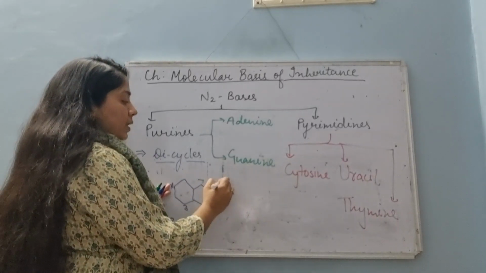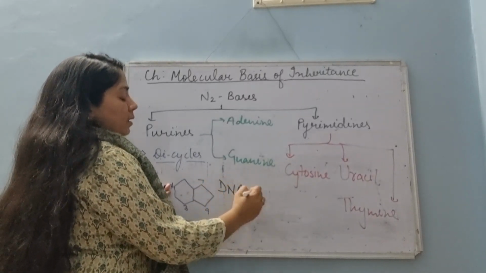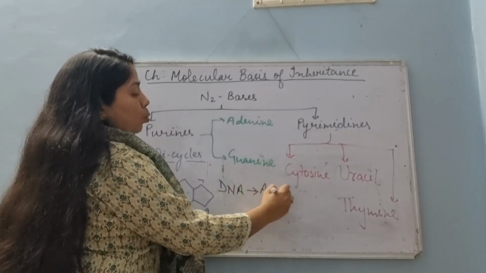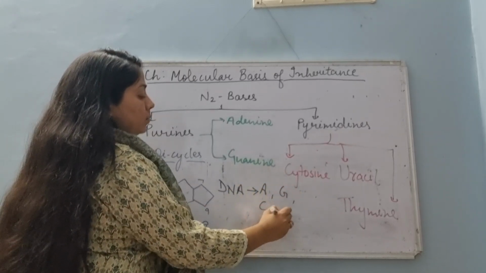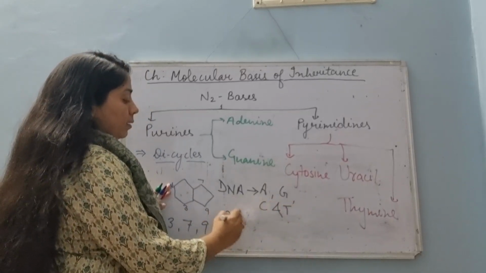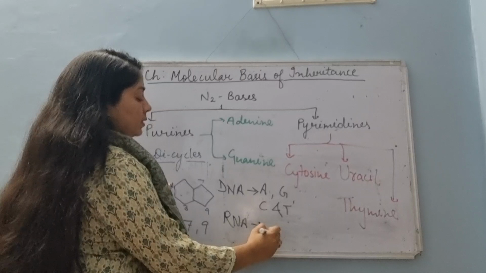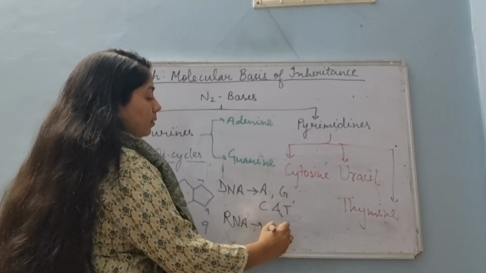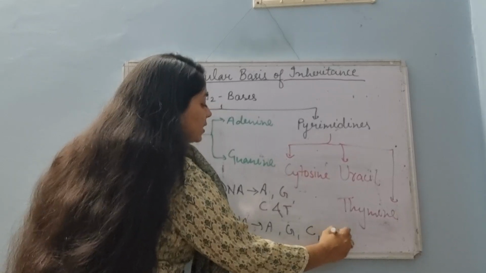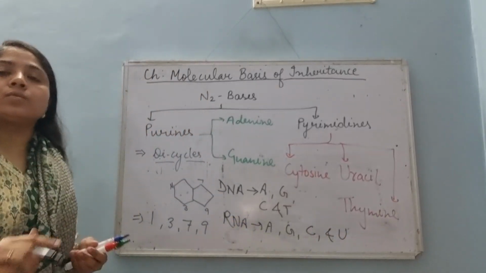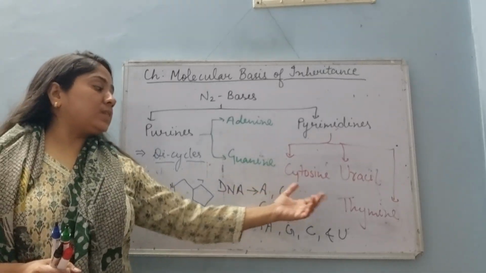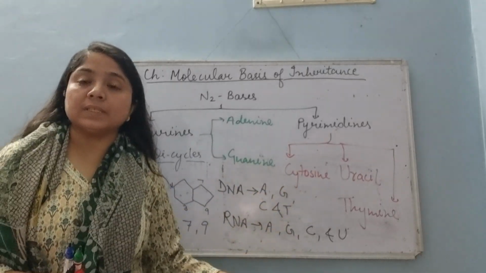If I talk about DNA, then in DNA four nitrogenous bases are found: adenine, guanine, cytosine and thymine. But if I talk about RNA, then it has adenine, guanine, cytosine and uracil. So what is the difference between DNA and RNA? In DNA, thymine is present and in RNA, uracil is present.